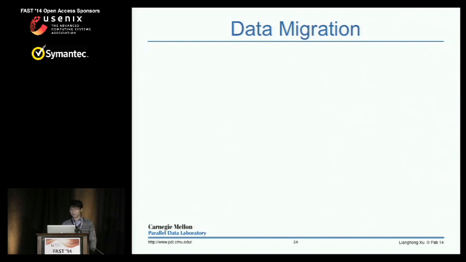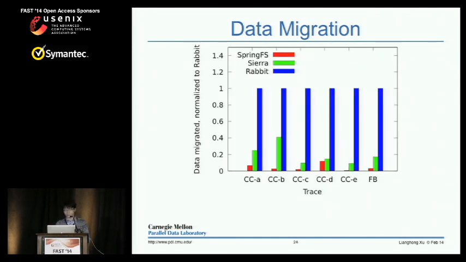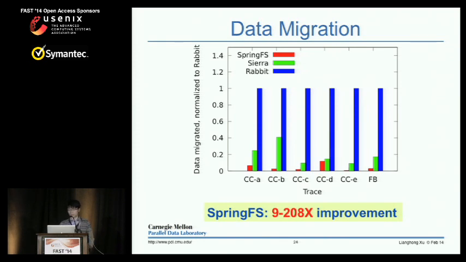In addition to machine hour usage, we also analyzed data migration by these elastic storage systems under the same 6 traces. Again, the x-axis represents the 6 different traces. The y-axis here represents the amount of data migrated during elastic resizing by SpringFS, Sierra, and Rabbit, normalized to the results of Rabbit, which is 1 on the y-axis. It turns out that SpringFS reduces data migration by up to 2 orders of magnitude as compared to the state-of-the-art designs.